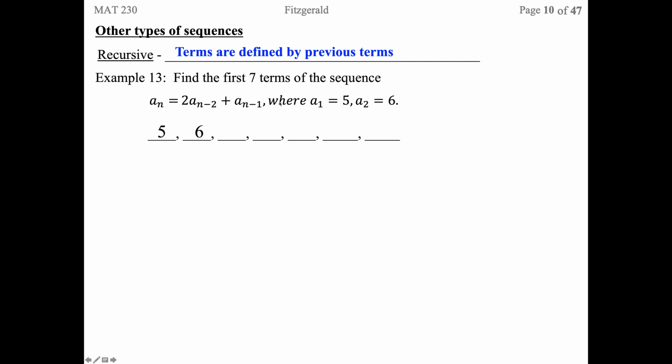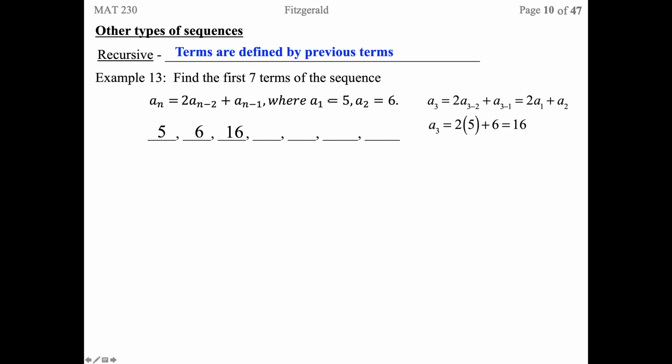All right, now what we have to do is, now we look at this, what happens when n is 3? Well, 3 minus 2, that would be a 1. So that's the first term, 5. So 2 times 5 is 10. 3 minus 1, that'll give us a sub 2, which is 6. So that 10 plus 6 is going to give us 16. So there it is, over here to the right, all worked out.